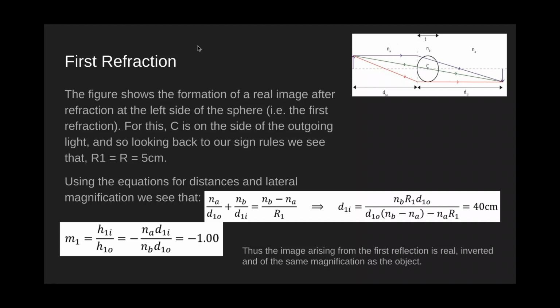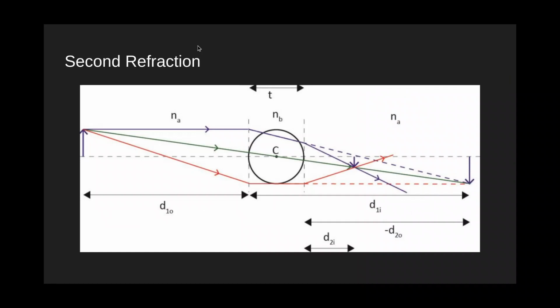As you can see, the image distance is 40 centimeters away from the surface it has been refracted through, and it has a magnification of -1. Thus, we see that the image from the first refraction is real, inverted, and at the same magnification. So now we're going to have the second refraction. This takes the rays created from the first refraction and sees what happens after that, as you can see in this diagram here.